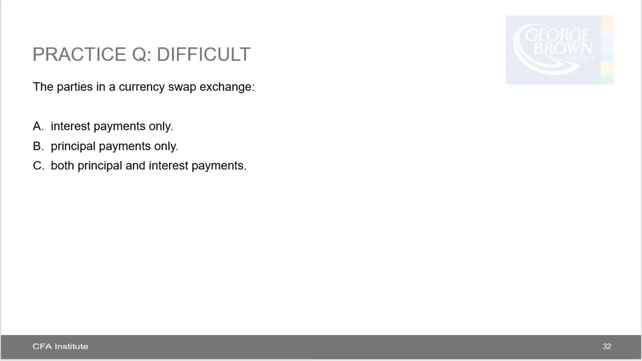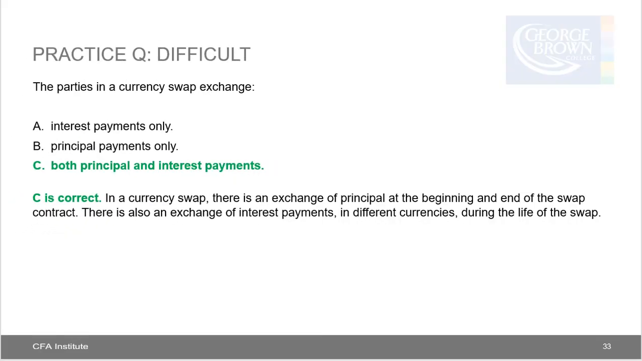Quick question from the learning ecosystem at the difficult level. The parties in a currency swap exchange: A, interest payments only; B, principal payments only; or C, both principal and interest payments. Really not too difficult. The parties in a currency swap exchange both principal and interest payments. C is correct. In a currency swap, there's an exchange of principal at the beginning and end of the swap contract. There is also an exchange of interest payments in different currencies during the life of the swap.